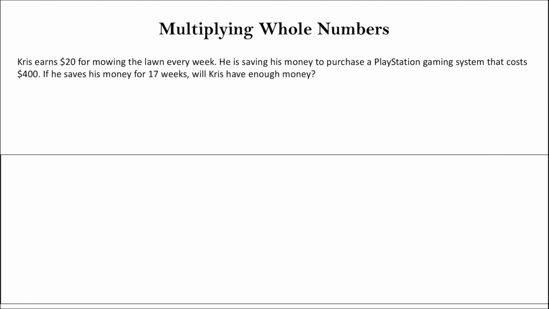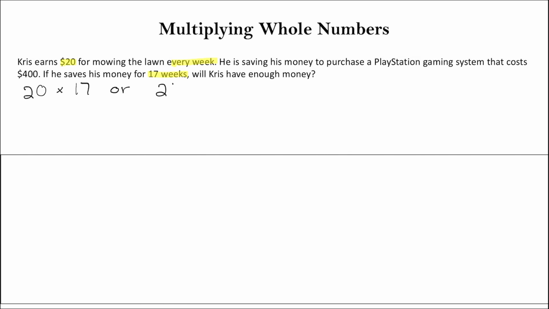Okay, moving on to multiplying whole numbers. Chris earns $20 for mowing the lawn every week. He is saving his money to purchase a PlayStation gaming system that costs $400. If he saves his money for 17 weeks, will Chris have enough money? Know that Chris earns $20 every week and he's saving for 17 weeks. So we need to find out by multiplying, will he have enough money at the end of 17 weeks? So you multiply 20 times 17.